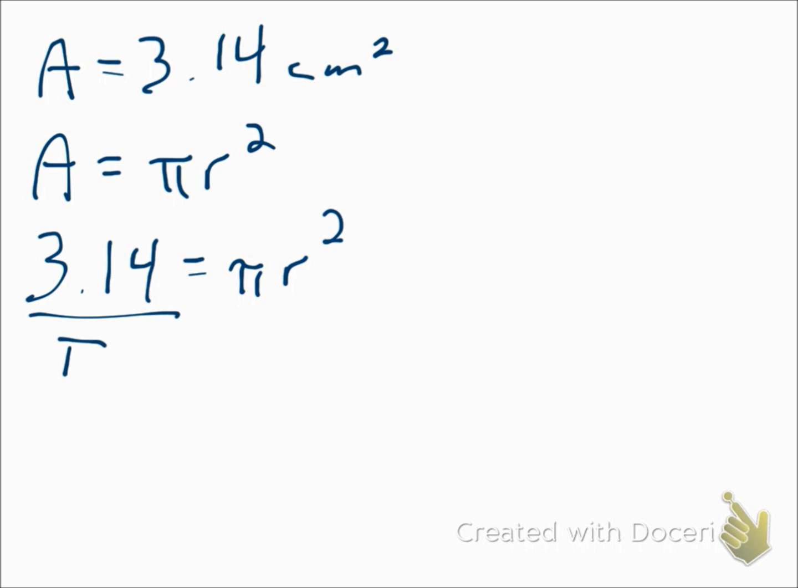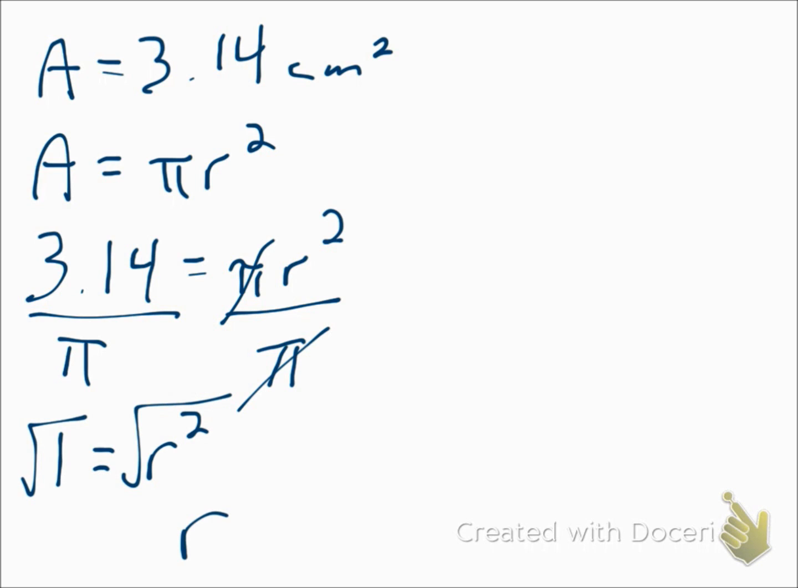Divide both sides by pi. Pi cancels on the right. 3.14 divided by pi is close enough to 1. We'll just call it 1. And then r squared is on the right. Square root each side, and the radius is 1.